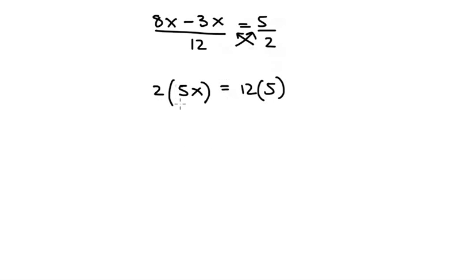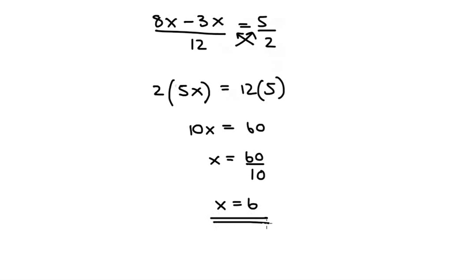So now if I simplify, 2 by 5 gives me 10x. 12 by 5 gives me 60. So x is equal to 60 divided by 10. So x is equal to 6. So no matter what way I do it, whether I deal with it all at the one time by multiplying everything by 12, or whether I deal with the right and the left side separately and then simplify, I'll still get my same answer.